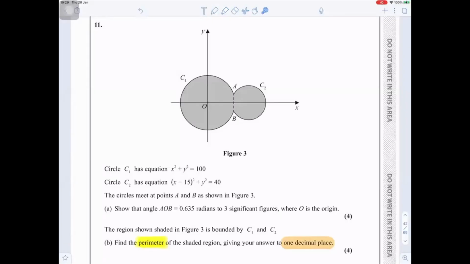Question number 11. Circle C1 has equation x squared plus y squared equals 100. And circle C2 has equation x minus 15 all squared plus y squared equals 40. The circles meet at points A and B as shown in figure 3. Show that angle AOB is equal to 0.635 radians to 3 significant figures, where O is the origin.